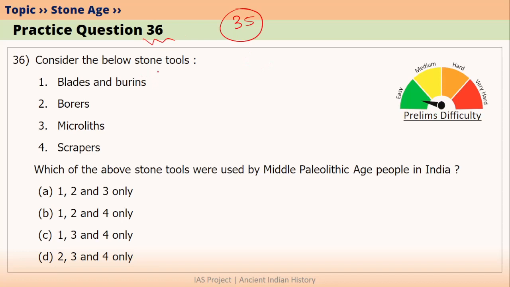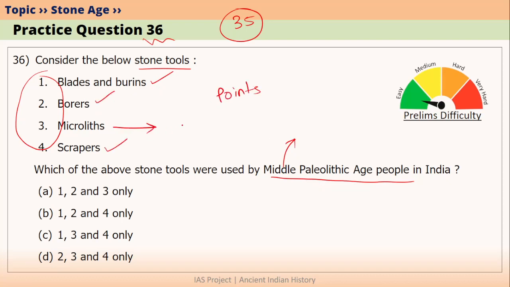You can pause this video at any time, read the question and then answer it. Let's look at the question. Consider the below stone tools. 4 stone tools have been given here and the question is, which of the above stone tools were used by Middle Paleolithic Age people in India? We know that Middle Paleolithic people have used blades and burins, borers, scrapers and also points. Microliths were however used by Mesolithic people. They were not used by Middle Paleolithic people. So the correct answer would be 1, 2 and 4 only.